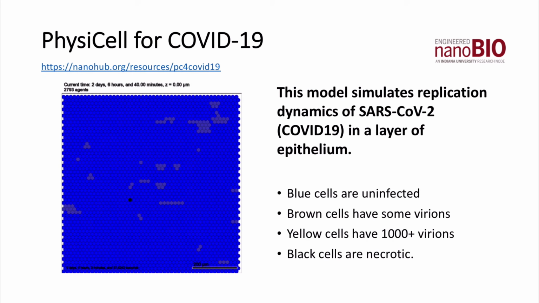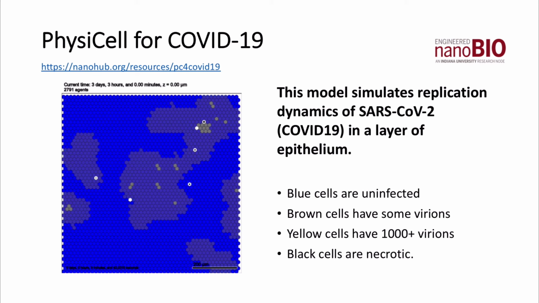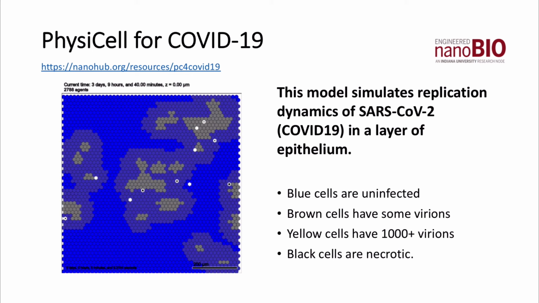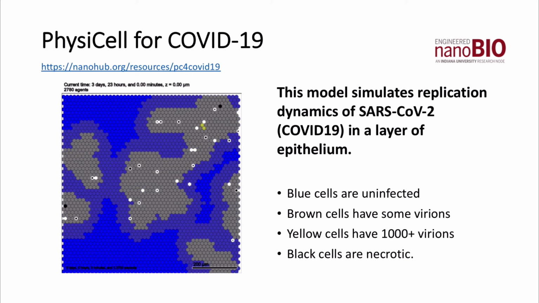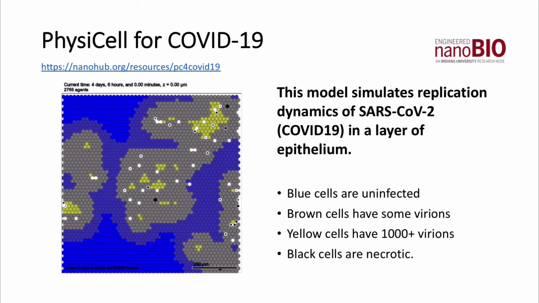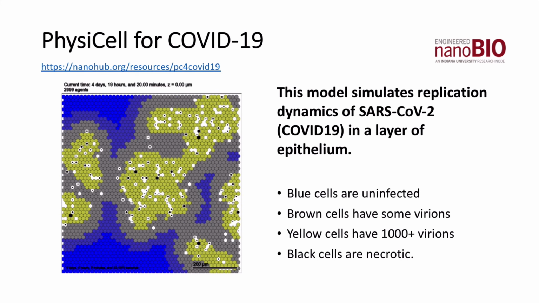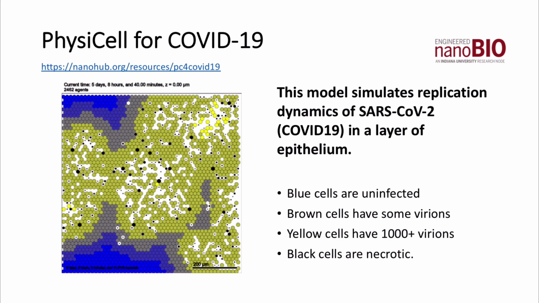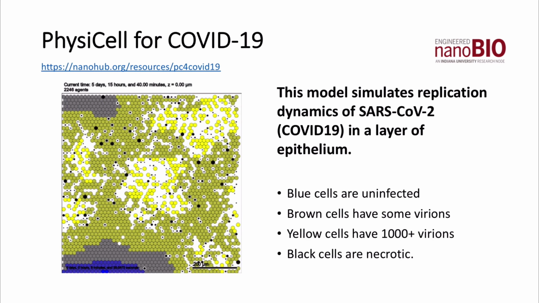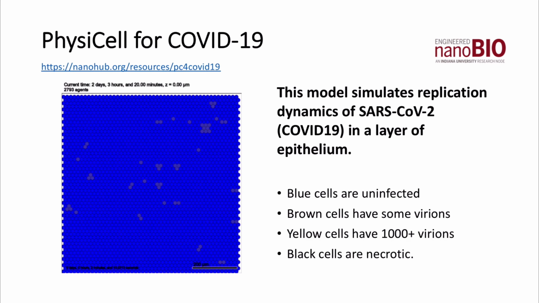The third example is a model that simulates replication dynamics of SARS-CoV-2 in a layer of lung epithelial cells. The blue cells are uninfected. As the number of virions in the cells increases over time, they turn brown and then yellow. When the cells die, they are shown as black and then are removed from the visualization. The simulation app allows the users to explore how different parameters affect the course of the infection.